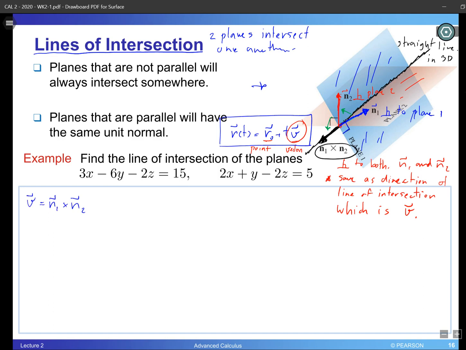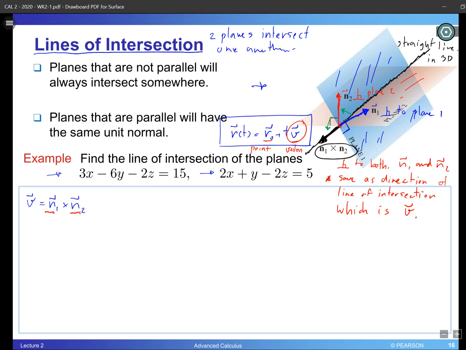So in order to find v, we need n1 and n2. And let's take a look at what the problem gives to us. We can see that they give us two planes, and they are represented as equations in x, y, z, just like we found earlier in the previous topics. Now, we cannot use this right away because this is an equation, and what we need for this v is a vector. So we are going to have to translate the equation into a vector that is normal to the plane.